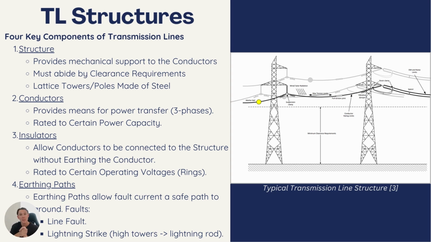Now, the fourth key component is the earthing path. As I said before, the insulators prevent the power going to earth while enabling the structure to hold the line, and the earthing path essentially allows fault current a safe path to ground. These faults could be a line fault, like a tree hitting a line, as well as lightning strikes, because you think about these big structures, they're essentially a big lightning rod. So if it gets struck by lightning, the line needs a way to go to ground safely.